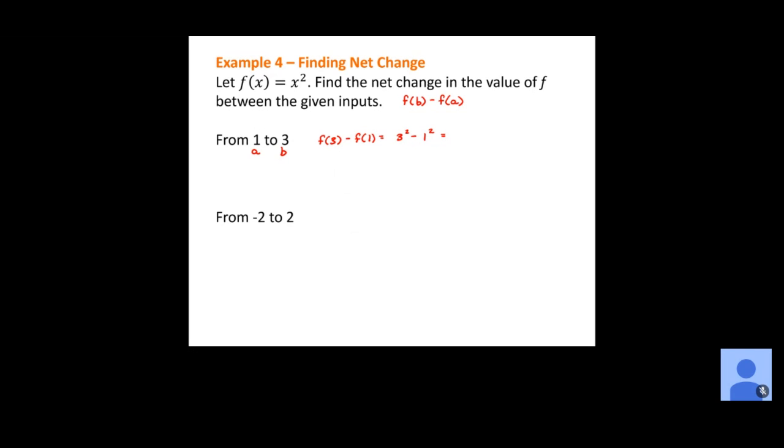We have to square both of those numbers, right? So 3 squared in this case gives us 9 minus, and then 1 squared is just going to give us 1. And now all we have left is the subtraction. So when we subtract, what should we get? 8. Good. So our net change in that function from 1 to 3 is going to be 8. In other words, the difference in the y values along that interval is going to be 8.